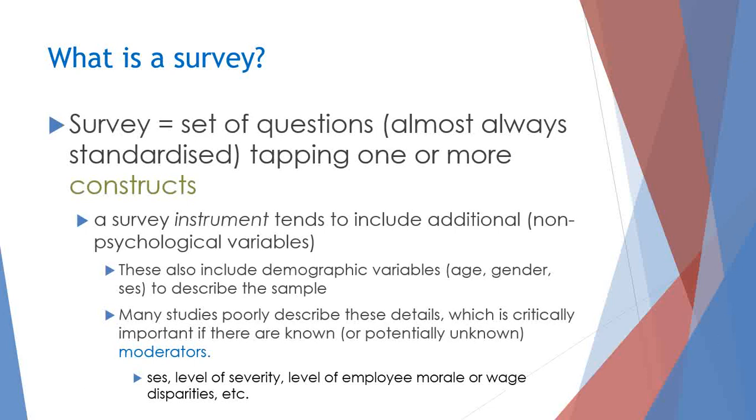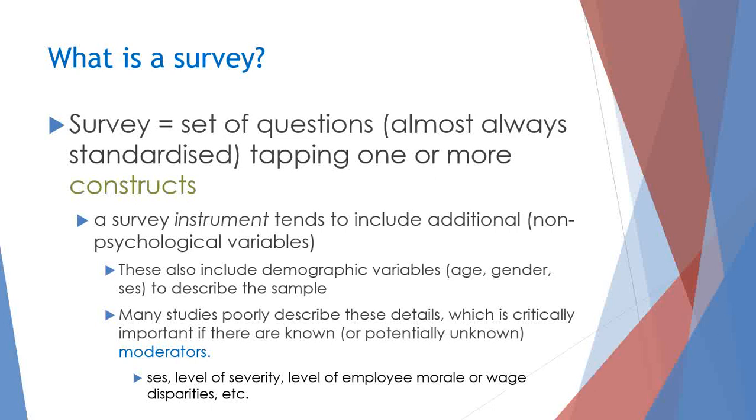Now, a survey instrument also tends to include additional non-psychological variables. These include demographic variables like age, gender, socioeconomic status to describe the sample. This is actually something that's poorly described in most studies that you'll read. But it's critically important to have an understanding of this if there are potentially moderators, either known moderators identified in meta-analyses or potentially unknown moderators that we've yet to identify.